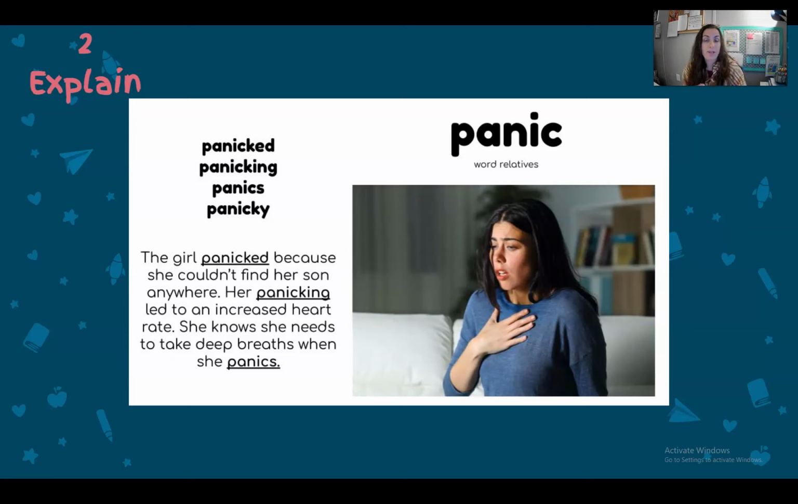From there, I then read the story down below. Anytime they hear any form of the word panic, they're going to give me that motion, and then we kind of talk about the story after it's done.